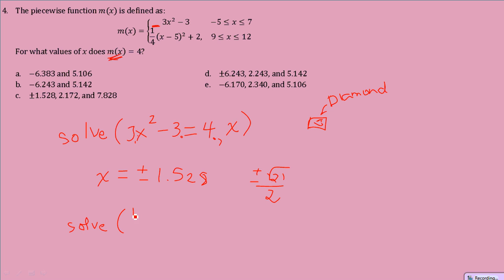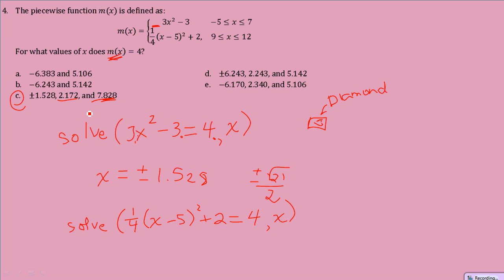Okay, so that's that one, and then we're going to do the second one. Same deal, 1/4 (x minus 5) squared plus 2. Remember to give it the equal 4. If you don't, it's going to give you an error, and then comma x so that it knows what to solve for. And when you do that, you get these two answers, and so that would make C your answer.